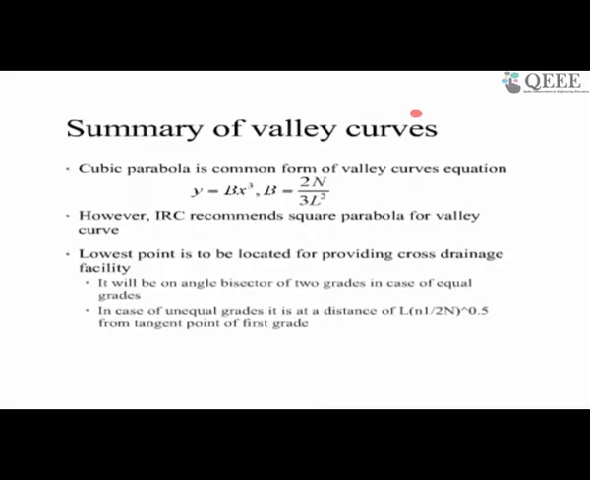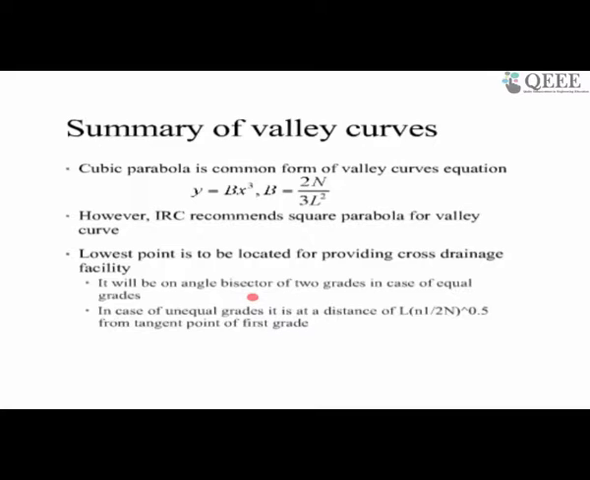Now coming to the summary of the valley curve, basically the cubic parabola is the most common thing which is preferred in the valley curve, but our IRC says the square parabola, which is like y equal to ax square, and that is why you see most of the equations are based on that. So if you are using the cubic parabola, this is how the equation is going to change: y equal to bx square, where b is equal to 2n by 3l square. You can just replace these values in the derivation we did for the square parabola, and you can see how things are changing.